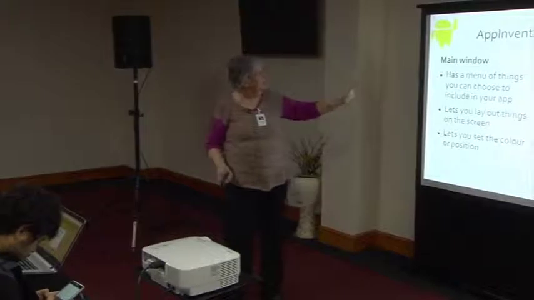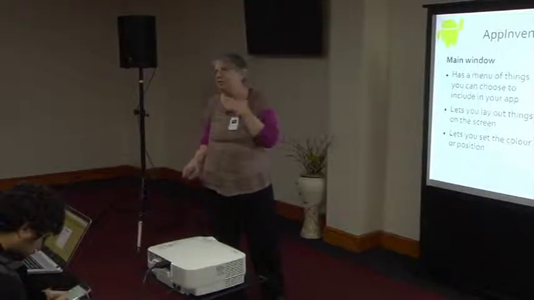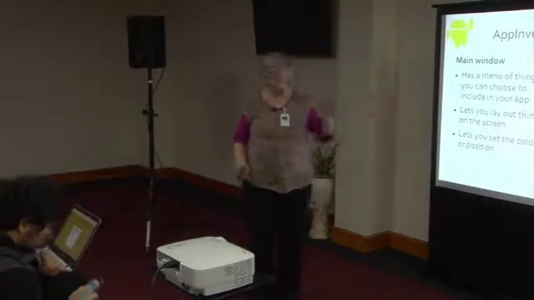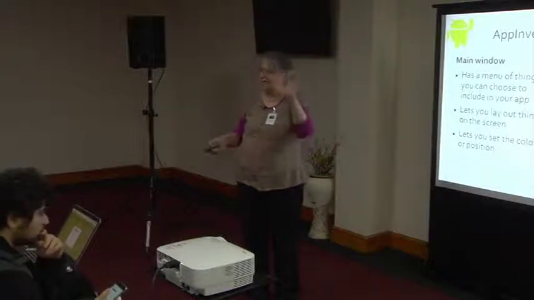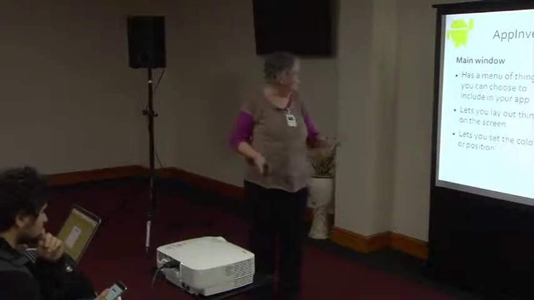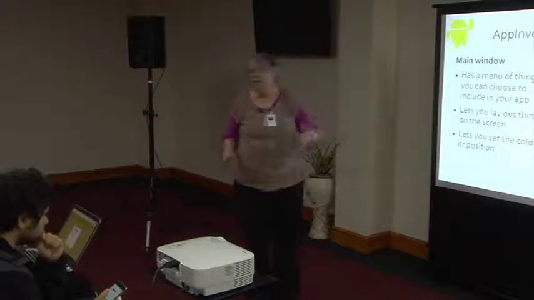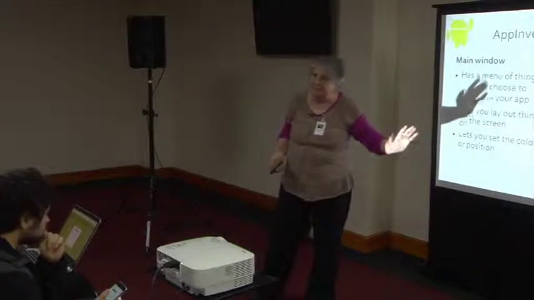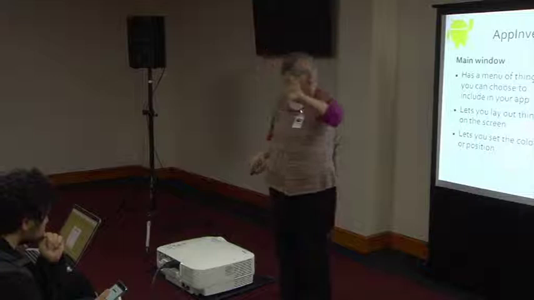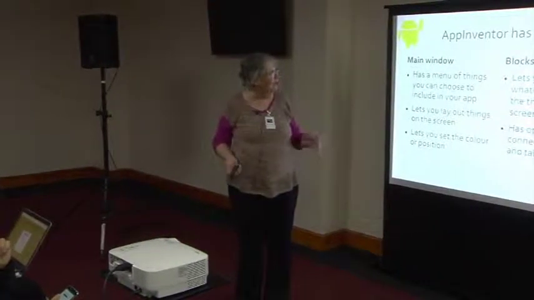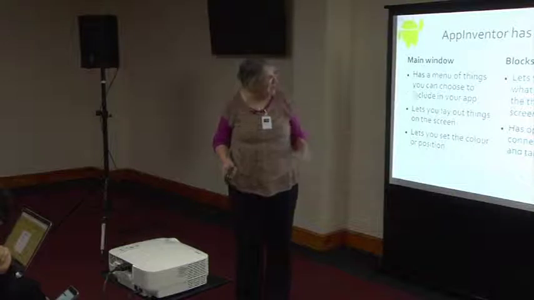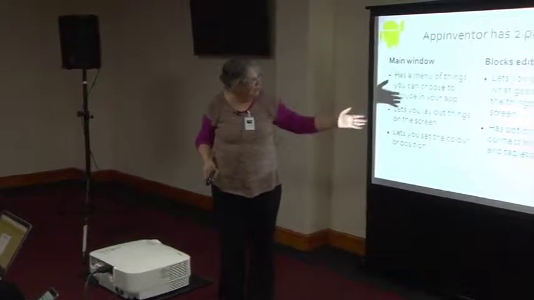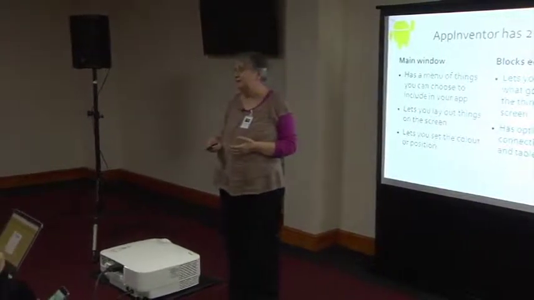So in the main menu, there's a menu of things you can choose to include in your app. And then you can lay things out on your screen. That's what the user will see on their mobile phone when the app runs. You can set the color and position of things, etc. Now, we show the user the display, but behind the scenes, our program will run. And then we have options for developing the code of our program and then connecting to phones and tablets.